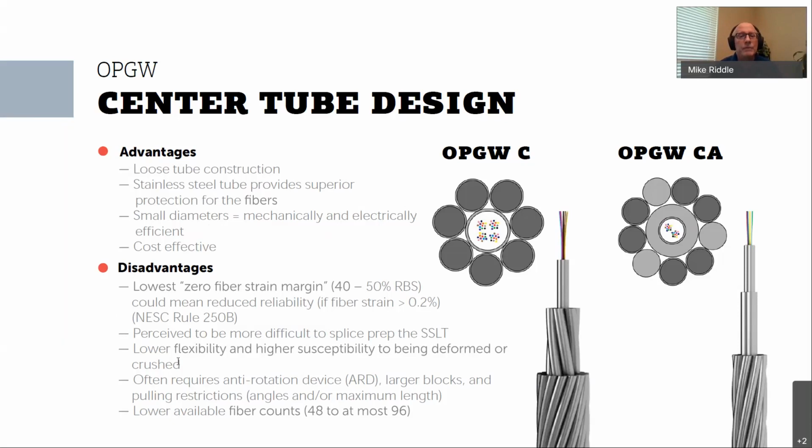These cables have lower flexibility and are more susceptible to being deformed or crushed during pull-in. So that's a significant disadvantage. Because of that, they do have significant pulling restrictions, and you do have to use an anti-rotation device and larger stringing blocks than you would otherwise. And you limit your fiber count to some extent. A lot of suppliers can only do 48. The most that I've seen and the most that we can do is 96 in this design type.